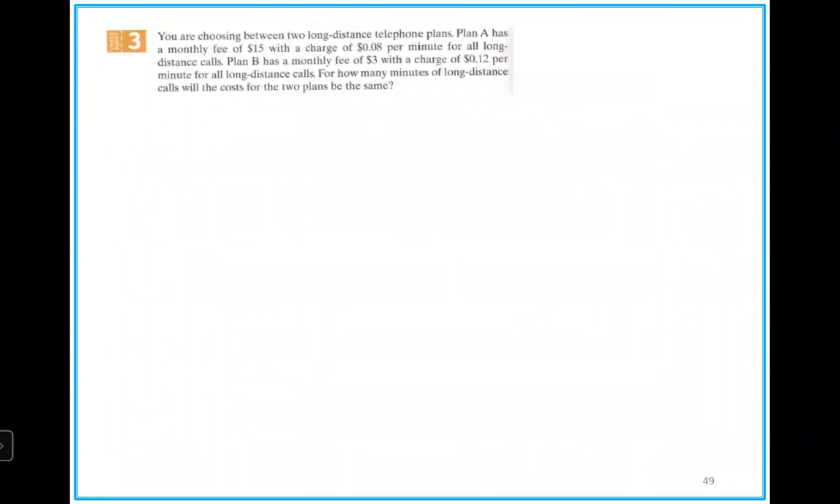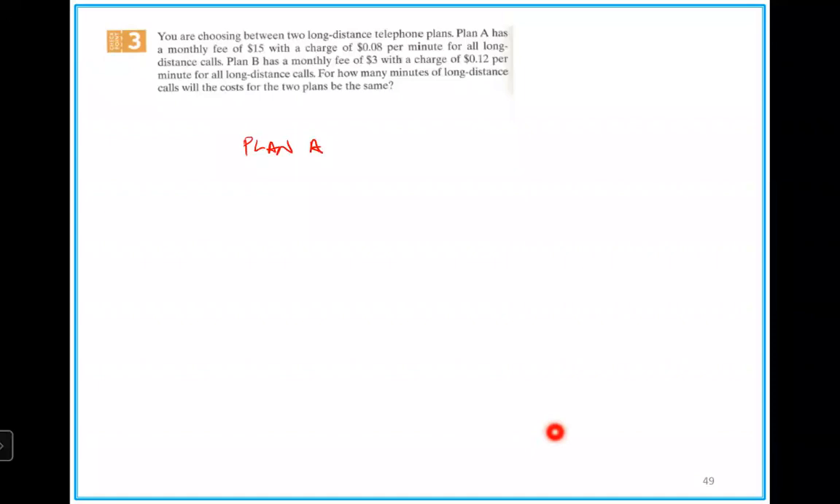So let's look at this one here. I'm not going to go through this. I just wanted you to look at it and tell me how you would set up your equation to find how many minutes it will take for the two to be the same. So plan A is $15, 8 cents per minute. How would you write that in algebra form? Plan A.